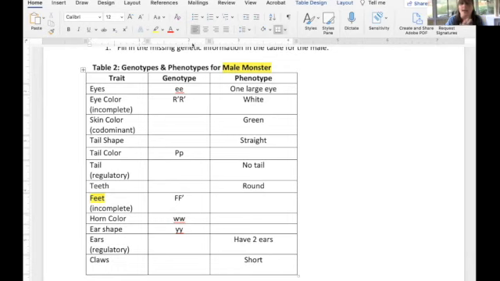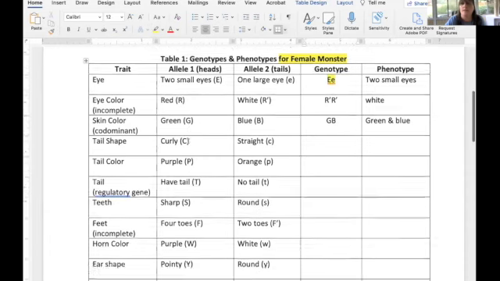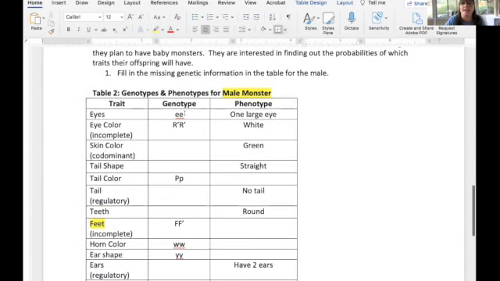And this is where I said I kind of wish I had my iPad with me, but we're going to try to do it here. Okay, one eye, that's little e, and mom has big E, little e. So see, we are taking mom's genotype and we are taking dad's genotype. We are taking these two genotypes.